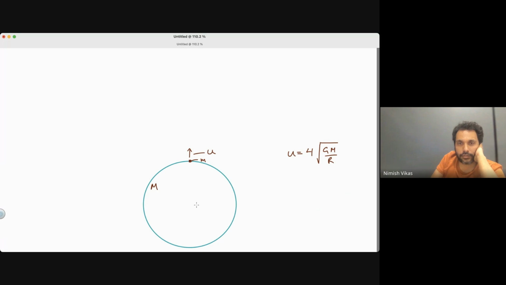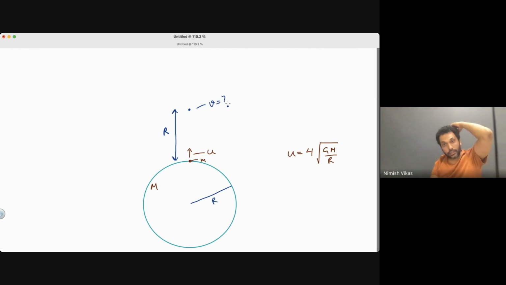It is asked: if the radius of the Earth was capital R, will it reach a height of capital R? If yes, what will be the velocity? Okay, is the question clear? With this velocity I throw, will it reach a height of capital R? And if you say yes, then what will be the velocity? Is the question clear?